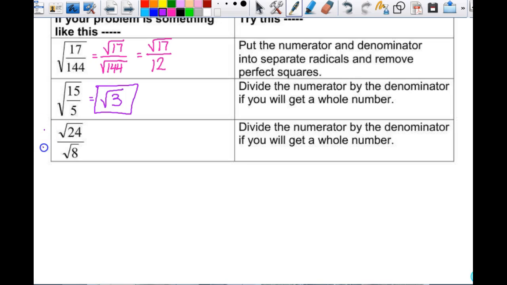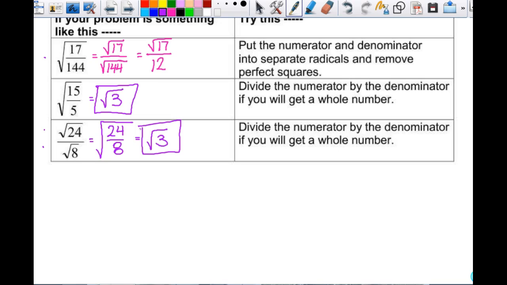If it's split up, you can put it back together. So the square root of 24 over the square root of 8 is the same thing as the square root of 24 over 8. Can I reduce that? What does that give me? What's 24 divided by 8? 3, so it's the square root of 3 again. And I didn't have to do anything crazy with my square roots. Okay? Everybody okay with all that?